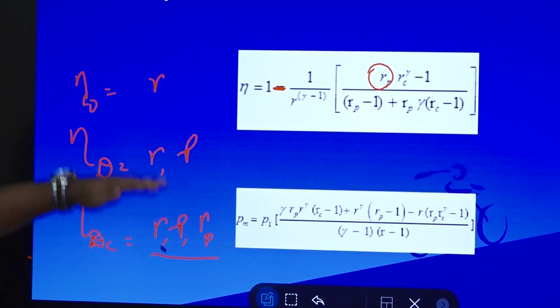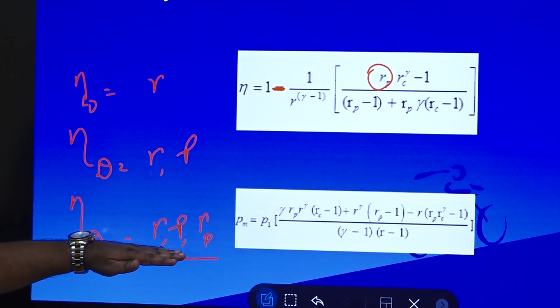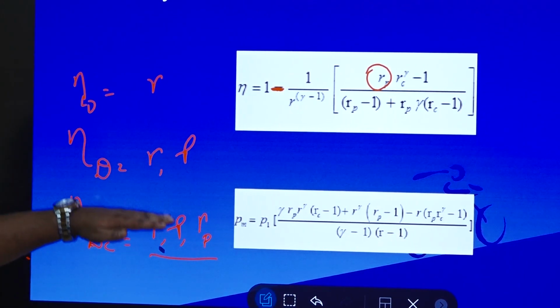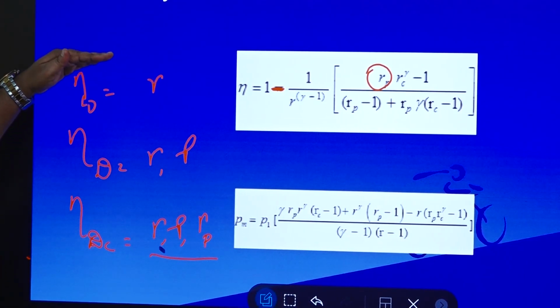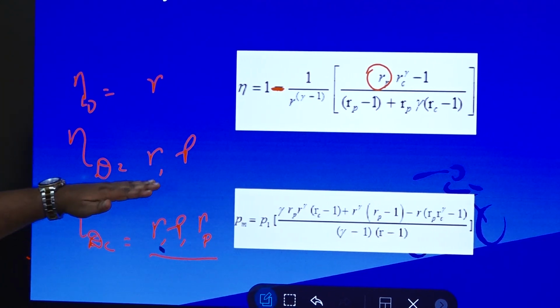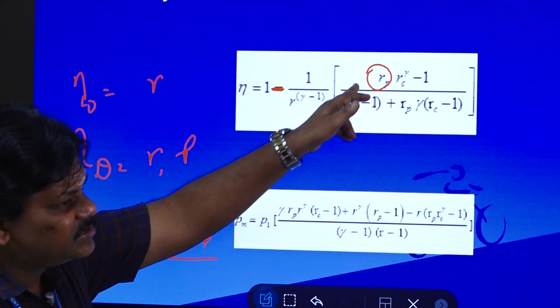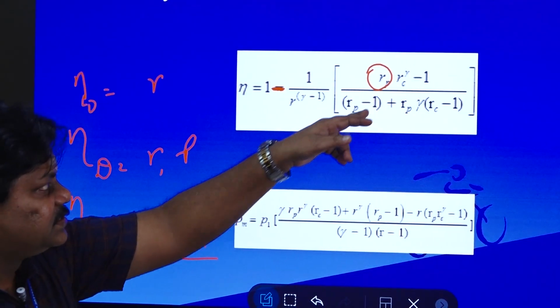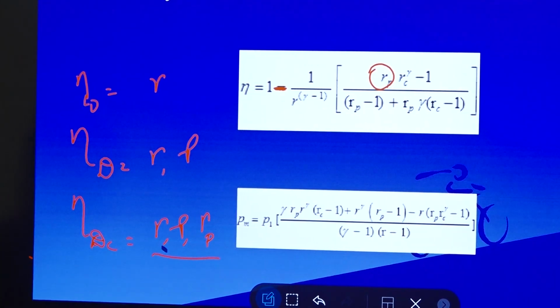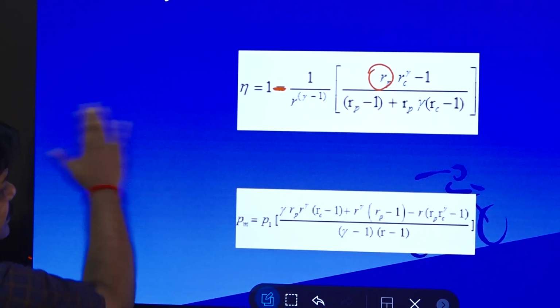So based on this, sometimes this dual cycle may act as a diesel cycle and sometimes it may act as an Otto cycle. So you have to be thorough with this formula. Suppose what happens if Rp is equal to 0? What is the cycle it changes to? So you have to know all these things, and you can see all of those.